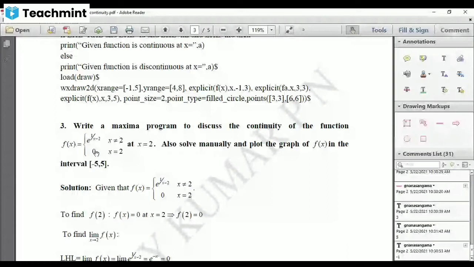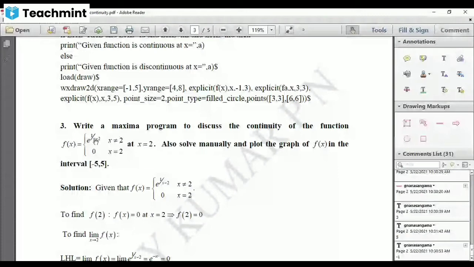See, they had given two values. This is x not equal to 2. X not equal to 2 means what? Either x is less than 2 or x is greater than 2. That is the meaning. When x equal to 2, it is 0. So if x is less than 2, then you have to take this. If x is greater than 2, then also you have to take this. If x equal to 2, then you have to take this.